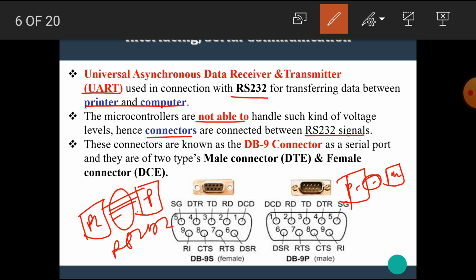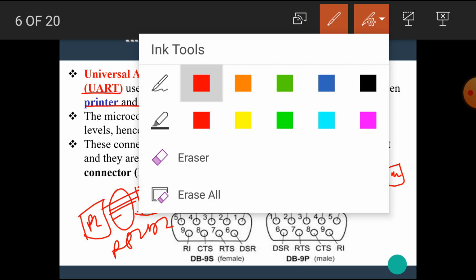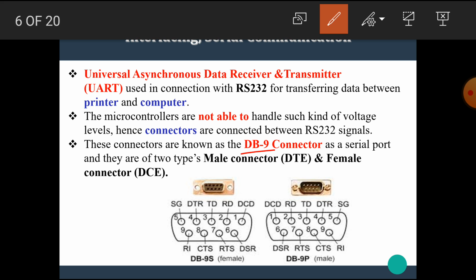some connector between them, and these connectors are named the DB9 connector or DB25 connector. Okay, these connectors are known as the DB9 connector or DB25 connector as a serial port, and they are of types male connector DTE and female connector DCE. This is the diagram of the female connector DB9 and the male connector DB9. DB9, 9 stands for 9 pins.